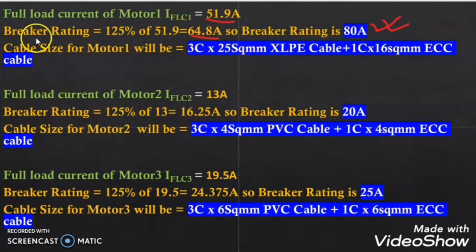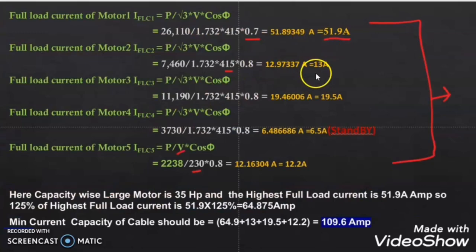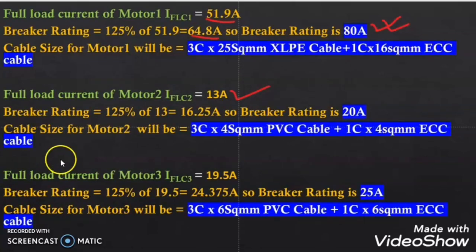Now let us first check the breaker rating for each motor. For motor 2, the full load current came as 13 ampere, which I showed you here. So the breaker rating will be 125% of 13 ampere, which comes to 16.25 ampere. The next available standard breaker size rating is 20 ampere. So we will go for a 20 ampere breaker for motor 2.